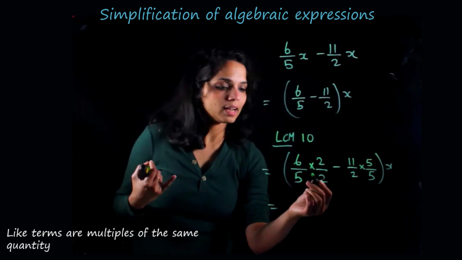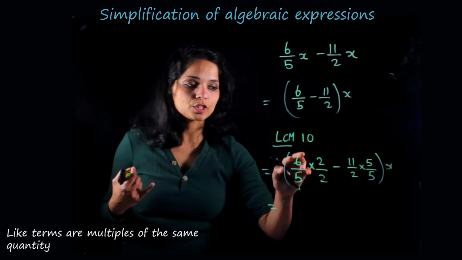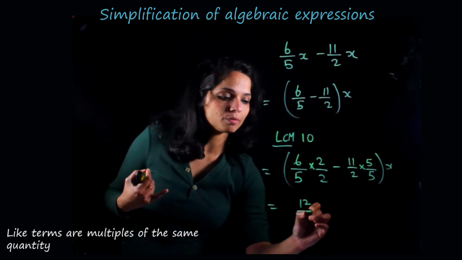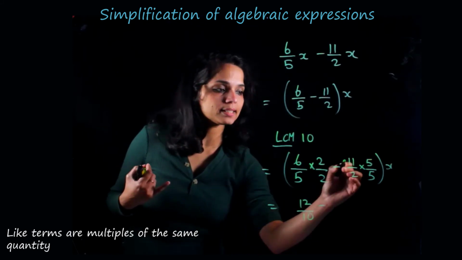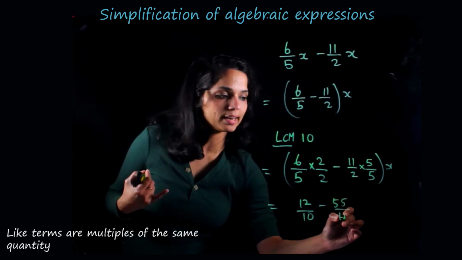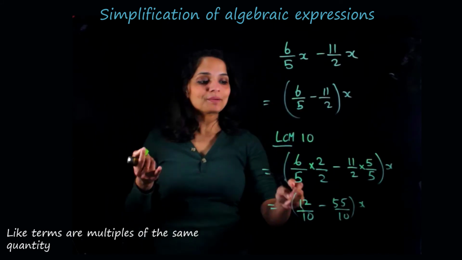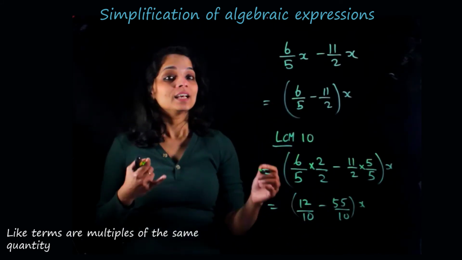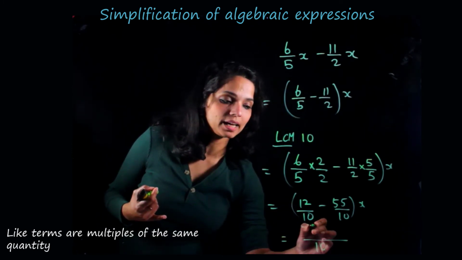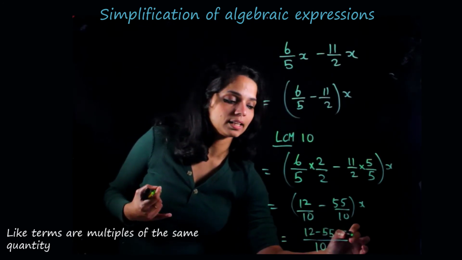To multiply these, just multiply the numerators and denominators. 6 times 2 is 12 and 5 times 2 is 10, minus 11 times 5 is 55 and 2 times 5 is 10, and that times x. Now it's easy to subtract because they both have the same denominator. We keep the denominator the same and subtract the numerators: 12 minus 55, and that times x.